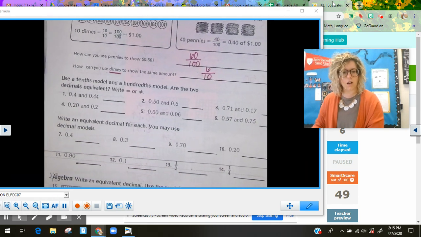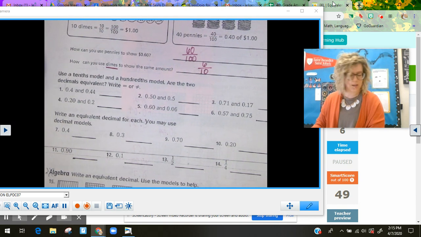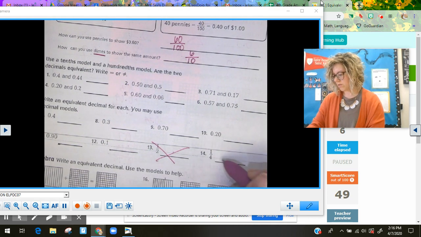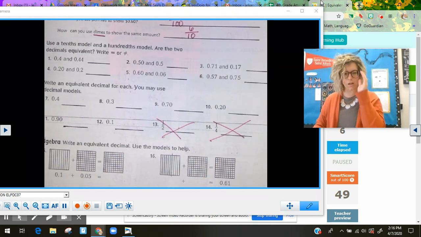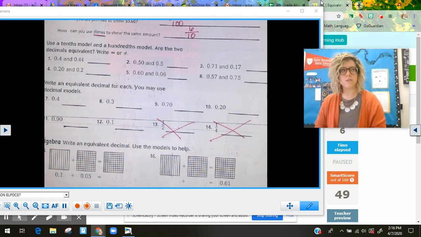Okay, let's see. I want you to cross off. Are there any for you to cross off? Yes, you can cross off these two because we didn't talk about memorizing some fractions into decimal form. So you can cross off those two.